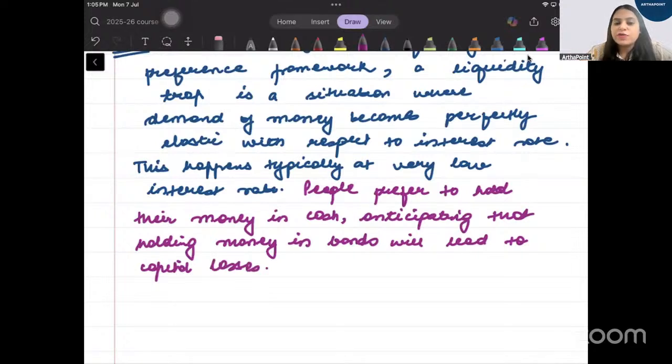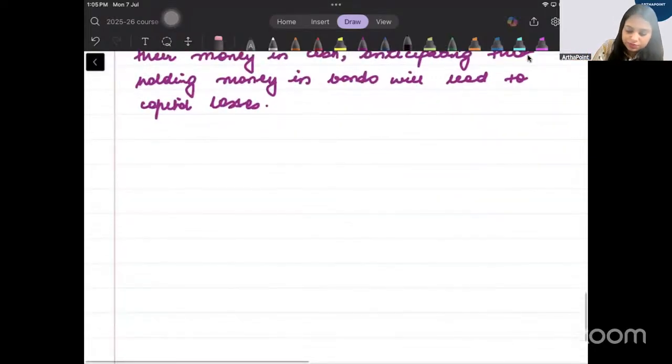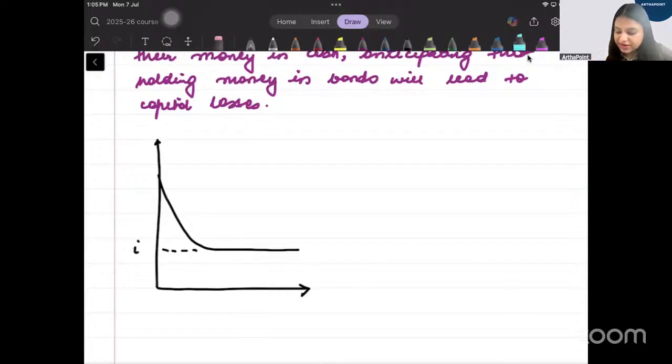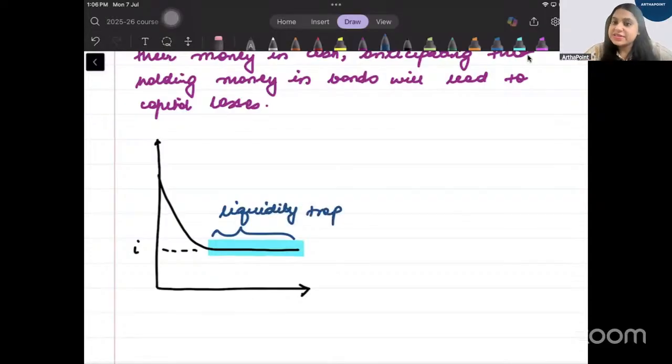Now what you have to do is make a graph. Again, there are 2 or 3 graphs which you will find in different books. One book will ask you to make a graph where you show money demand and at a certain interest rate, this becomes perfectly elastic and you call this the liquidity trap. Right? This is fine. You can go ahead and make this graph.